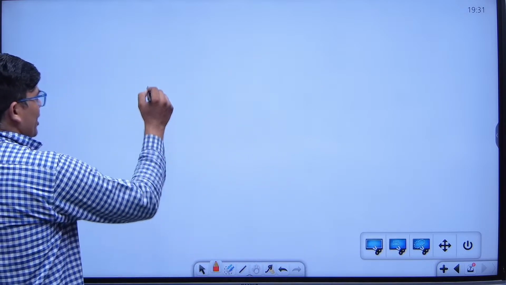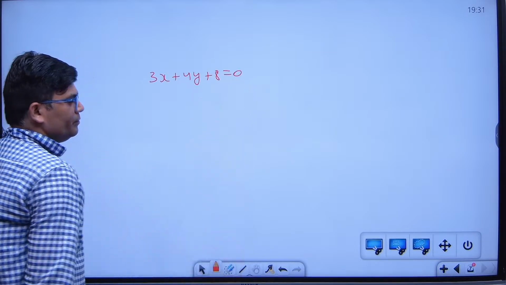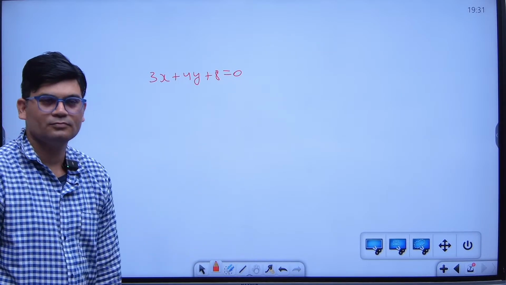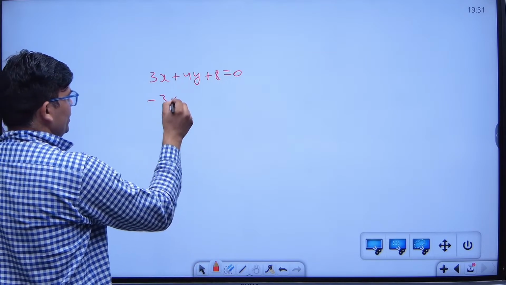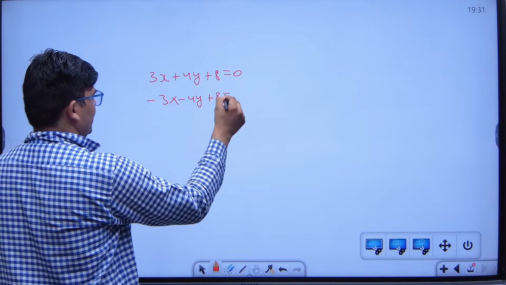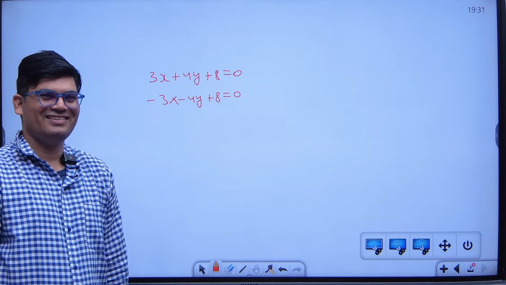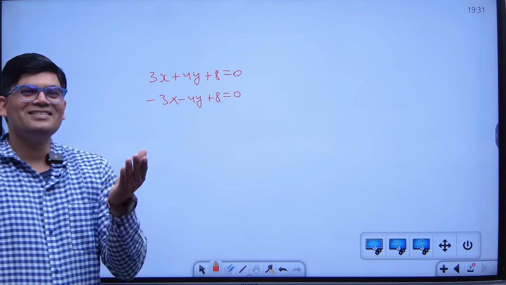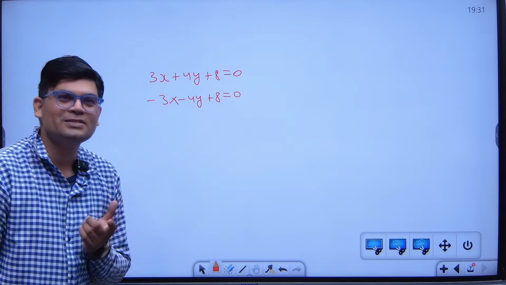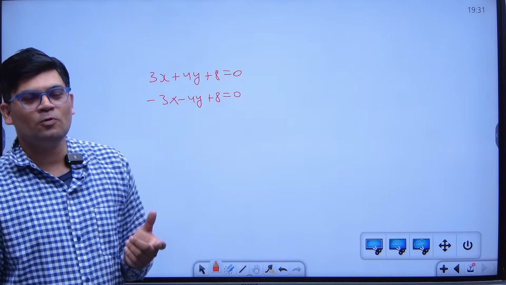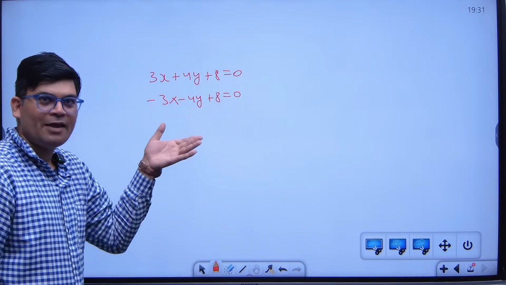Okay. So now again I am telling you. 3x plus 4y plus 8 is equal to 0. What is the slope? Minus 3 by 4. Good. Tell me minus 3x minus 4y plus 8 is equal to 0. Minus 3 by 4 only. That's fine. Okay. If they are having the same sign, the slope is negative. If they are having the same sign, the slope is negative. If they are having the different sign, the slope is positive. On one side, if they are having on the one side.